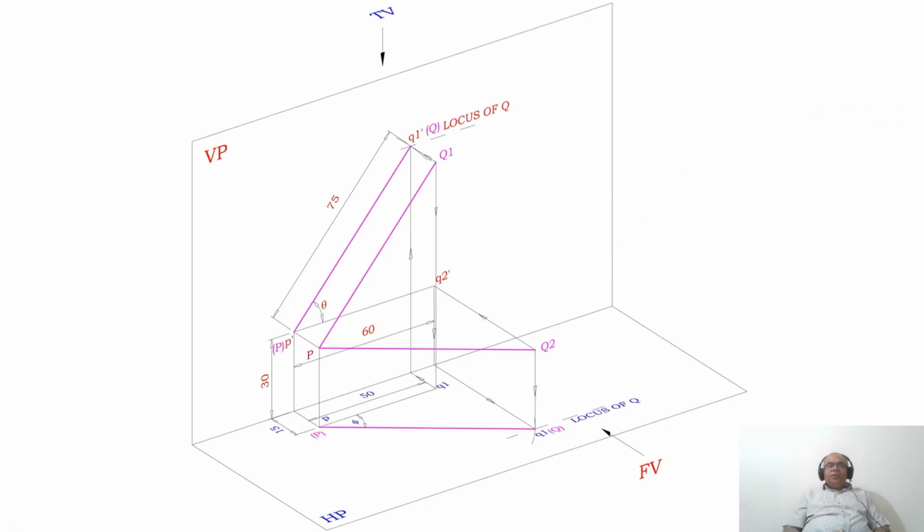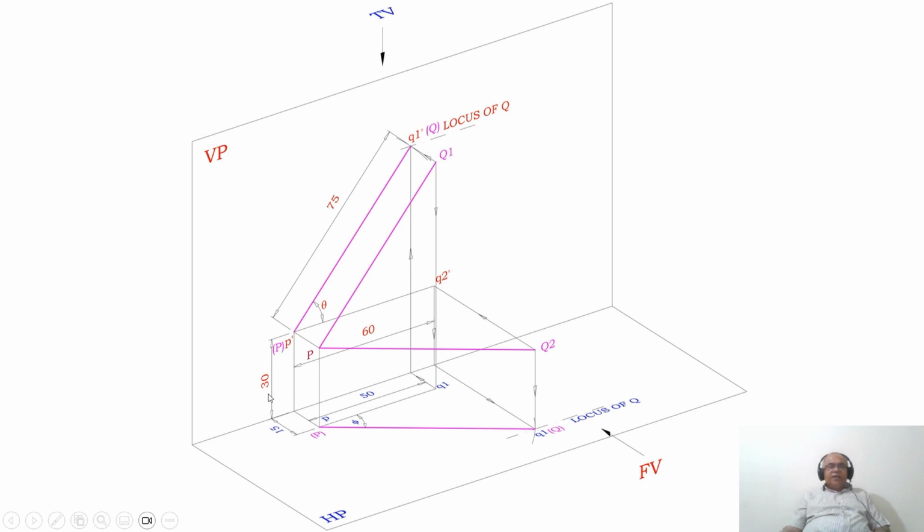Now similarly, I want to get the locus of Q in the top view. How do we get the locus of Q in the top view? If I want to get the true length in the top view, the front view line should be parallel to XY. What is the front view line? The front view line is 60 mm. If you want to get the true length in HP, the line should be parallel to HP. If you want the line parallel to HP, from where should I look? I should look from the front view. So parallel to HP can be seen in the vertical plane.